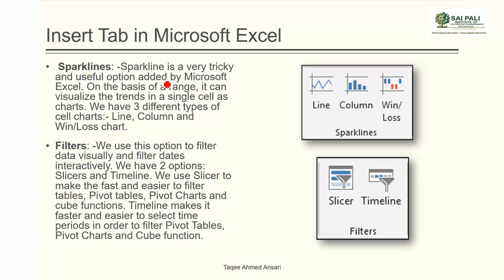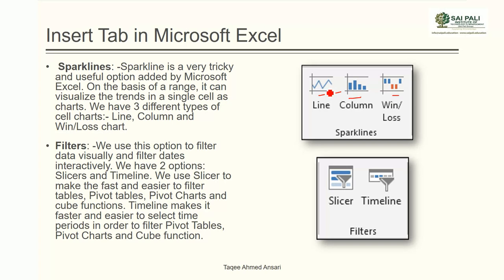Then in the Insert tab, the next group is Sparklines. This sparkline is very tricky, but it is also a useful option. What does it do? It actually creates a whole chart in a single cell. That means you can create a line chart, column chart, or win/loss chart in a single cell. So based on some data, you can create the sparkline in a single cell.